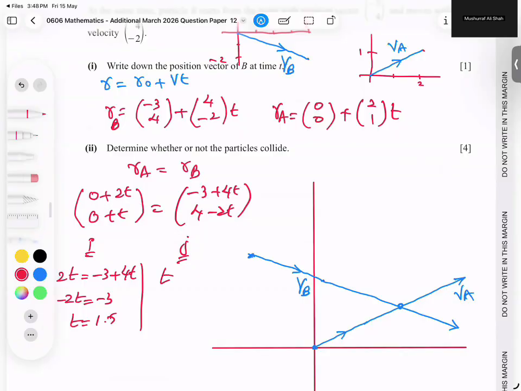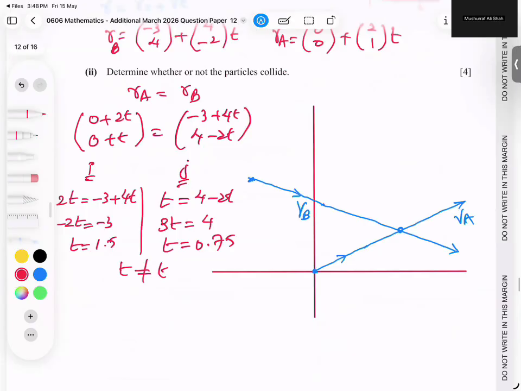So I'm writing here t equal to 4 minus 2t. 2t comes this way, I get 3t equal to 4, and t becomes 0.75, because they are not equal to each other. So both times are not equal to each other. So it means they don't intersect. So they don't collide.